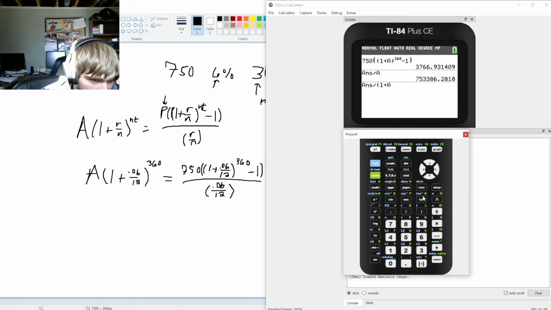Now I'm just going to divide and then put this stuff in parentheses since it's just one set. I'm not going to write it down, but you can write it down on your paper if you want, because you can always just go back in the history of your calculator by hitting up. But we have 1 plus A to the 360 power, and we should find that A is about $125,093.71.